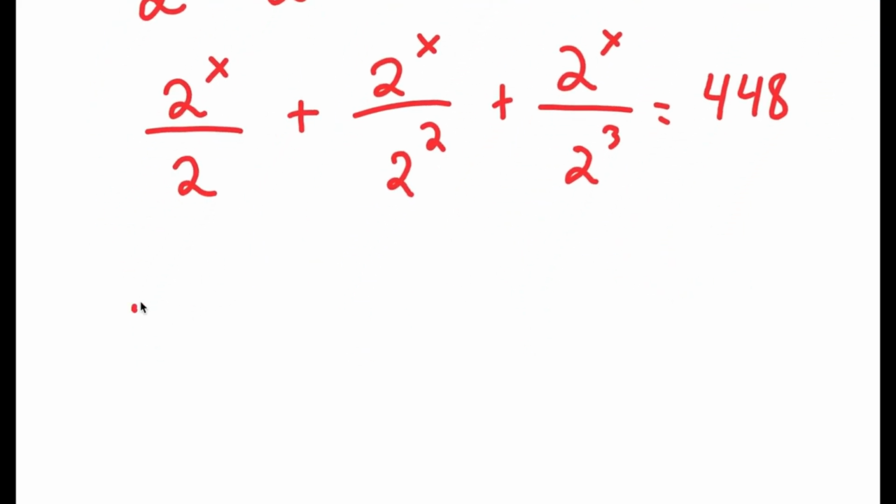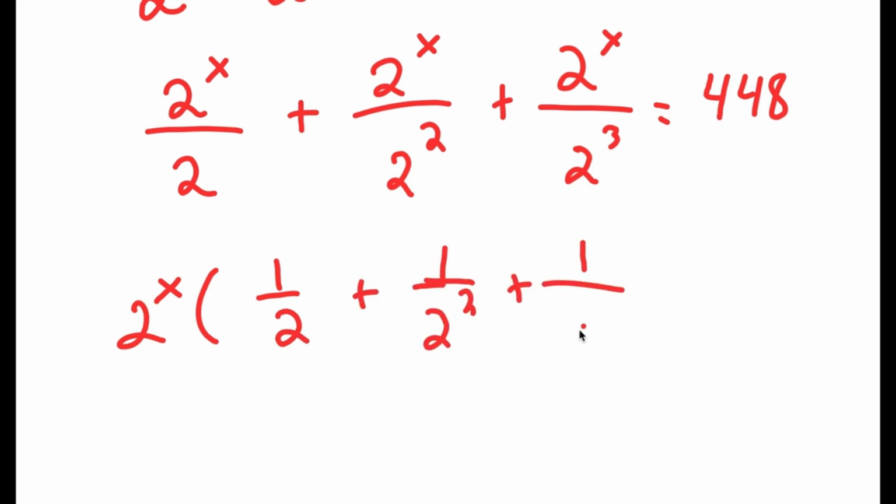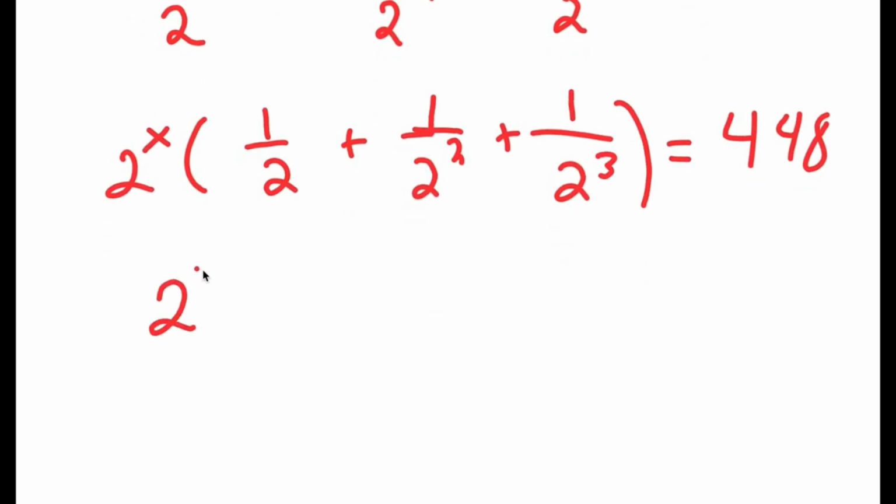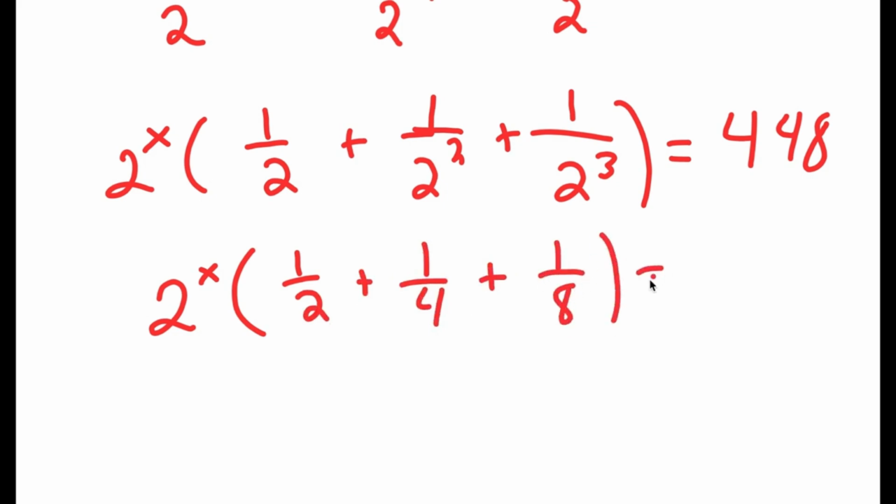Now if I factor out 2 to the power of x, I get 2 to the power of x times 1 over 2 plus 1 over 2 squared plus 1 over 2 to the power of 3. This is equal to 448. Now this is equal to 1/2 plus 1 over 4 plus 1 over 8. This is equal to 448.